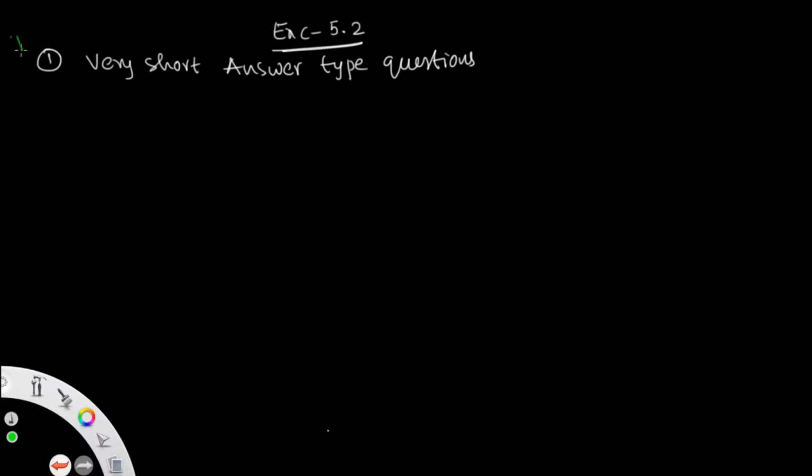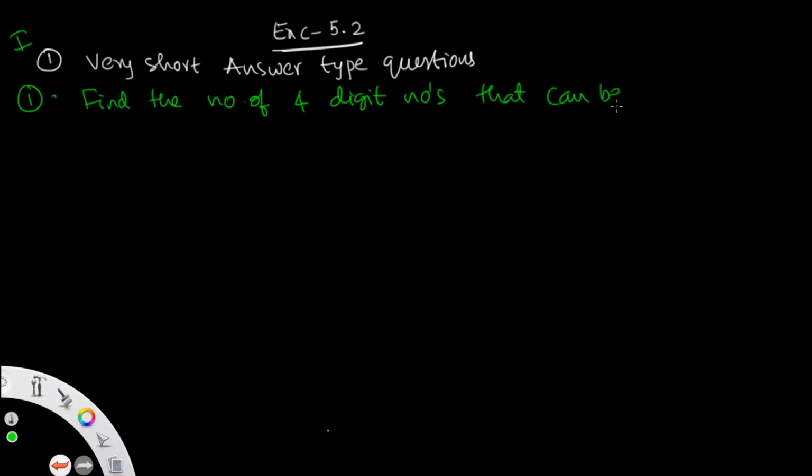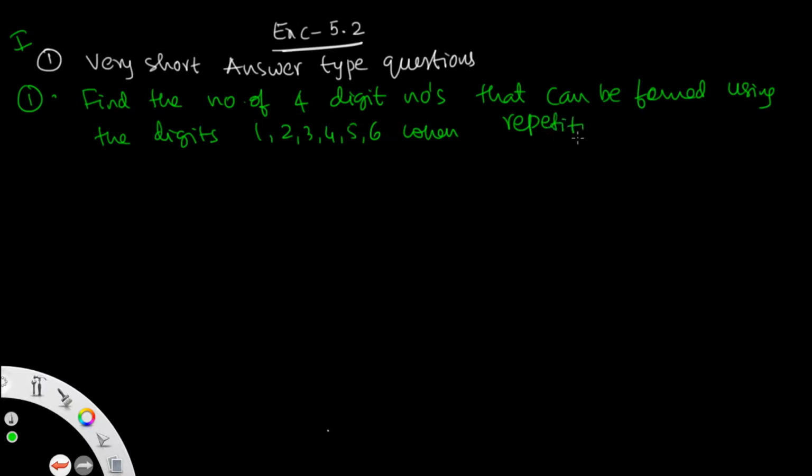This is the first bit, first question. Find the number of 4-digit numbers that can be formed using the digits 1, 2, 3, 4, 5, 6 when repetition of things is allowed.